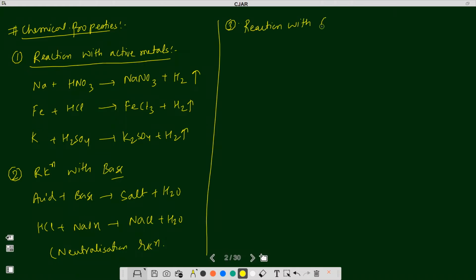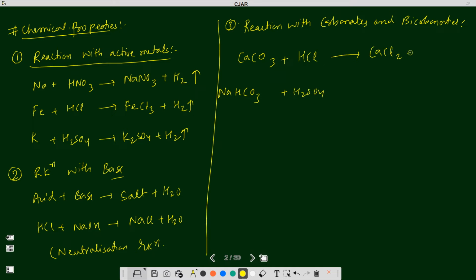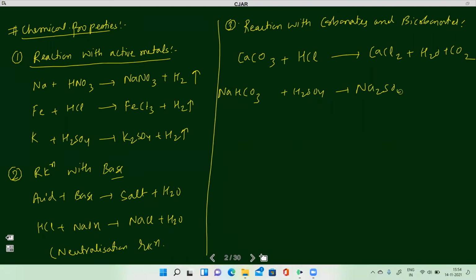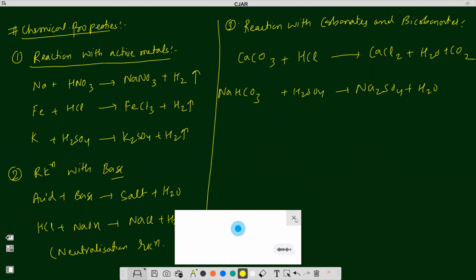Third one is reaction with carbonate and bicarbonate. Suppose I take calcium carbonate and NaHCO3, bicarbonate, and allow them to react with HCl and H2SO4. It will form CaCl2 plus H2O plus CO2. It will form Na2SO4 plus H2O plus CO2. Understood?